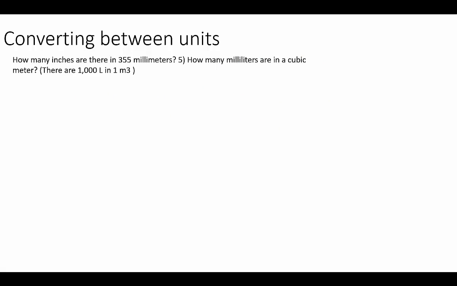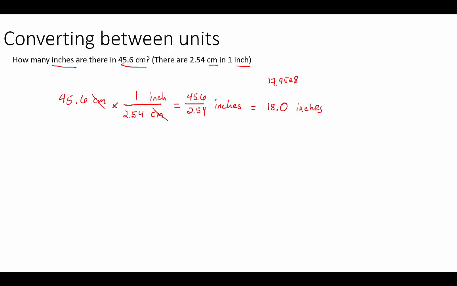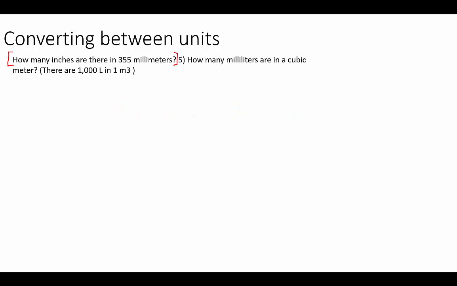So last one. Oh wait, this one has 2, so we'll knock out both of these. You can see there's 1 here. Sorry, I put these together. And then we'll do this other one. How many inches are there in 355 millimeters? So we need to know how many inches in a centimeter. I think we had that previously. So we know that there's 2.54 centimeters in 1 inch. We're going to use that. 2.54 centimeters equals 1 inch.